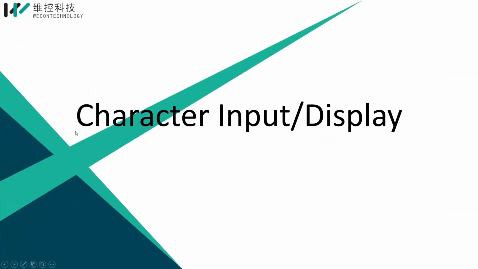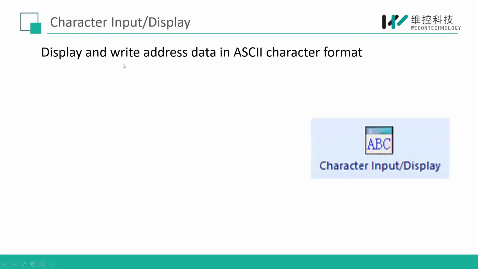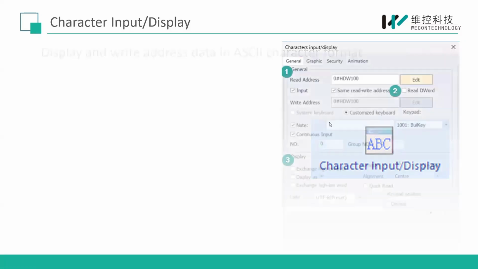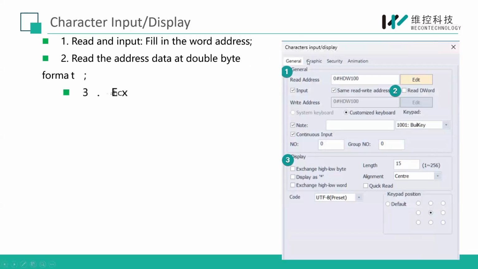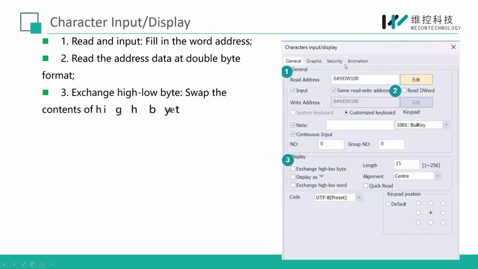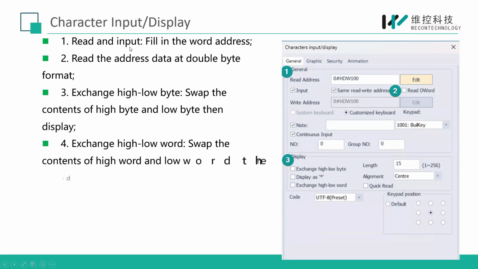The next object is a character input display. Display and write addresses data in ASCII character format. So it is for that. If you want to write your name, your company name, you have to use a character input display. It will show some ASCII data. Okay. So the first one is for read and input.